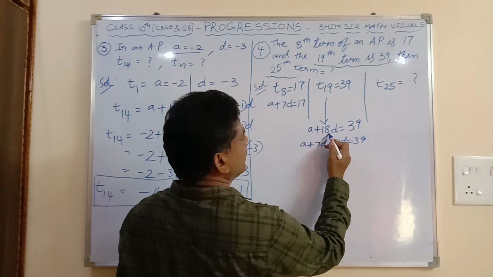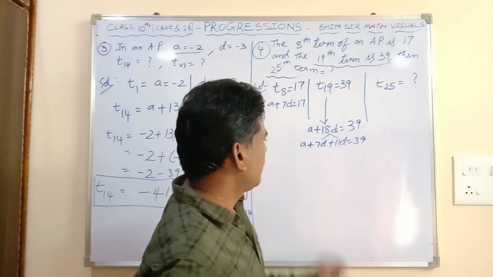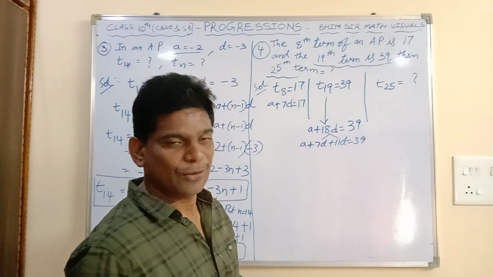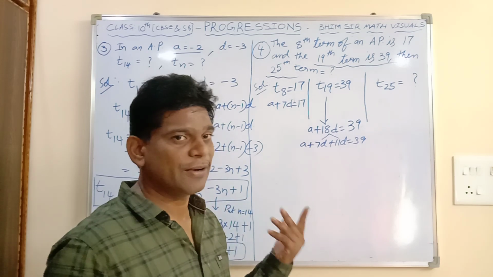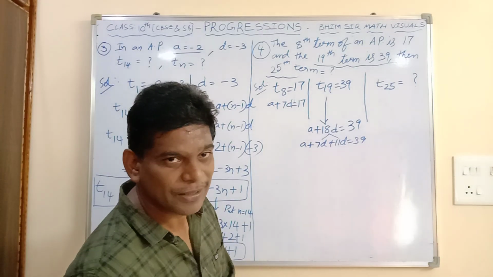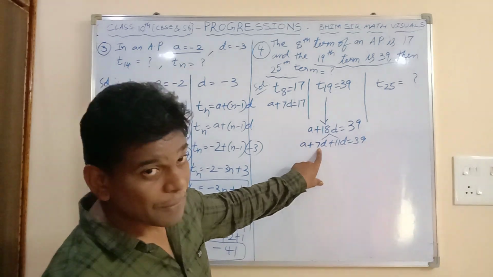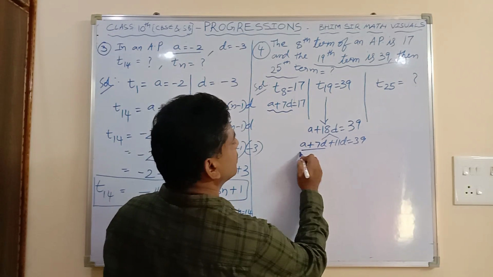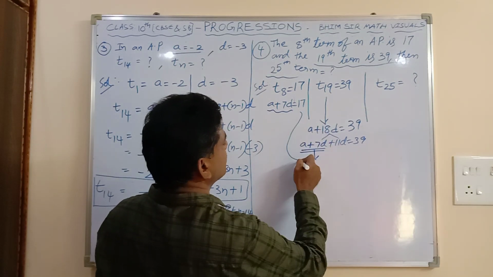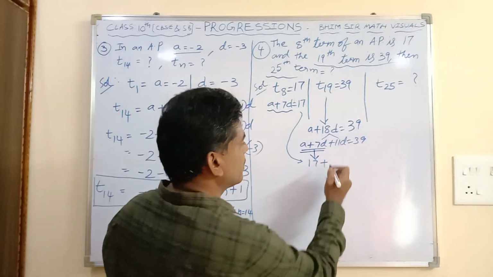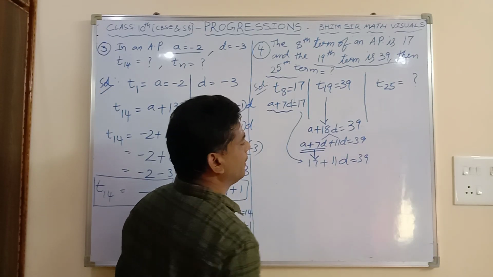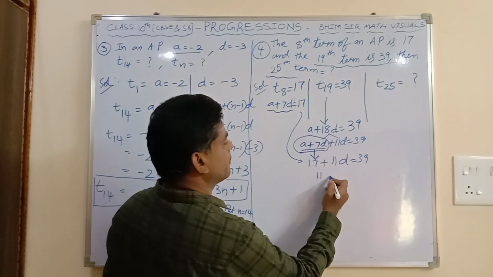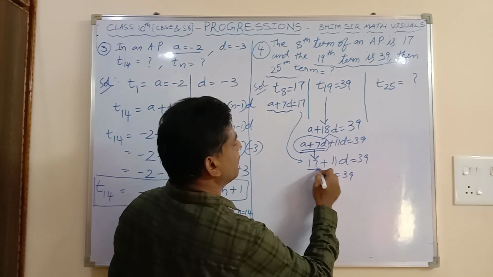Just I split 18D as 7D plus 11D, because 18 rupees is 7 rupees plus 11 rupees. Why not? Of course, 10 rupees plus 8 rupees is also 18 rupees only. But why have I written A plus 7D plus 11D? Because we know the value of A plus 7D. Just write here A plus 7D value is 17. Simplification is easy. Plus 11D equal to 39. Instead of A plus 7D, I wrote 17. Understood? 11D equal to 39 minus 17.